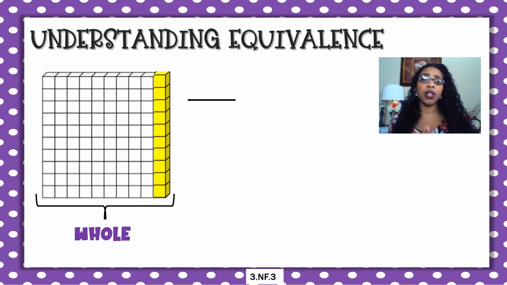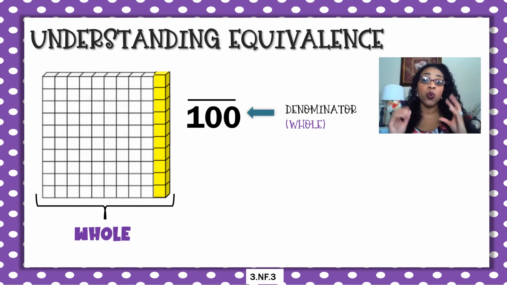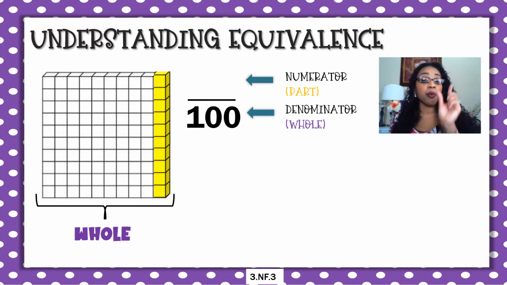Let's understand equivalence. So here you will see 1 flat. And that 1 flat represents 100 ones because each one of those little blocks is 1 one. And because that flat represents one whole, that means there are 100 ones within my one whole. So 100 becomes my denominator. Well, as you see, that means I also have 10 ones shaded in. So my part or my numerator is 10. So this flat represents 10 hundredths shaded in.